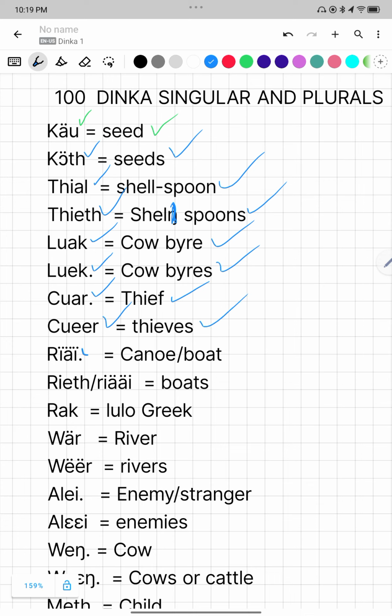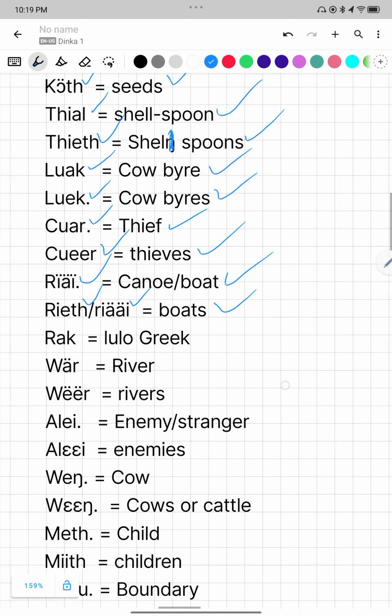Tips. Riai means boat or canoe. Riat or riai. Riai means boats. Boats.